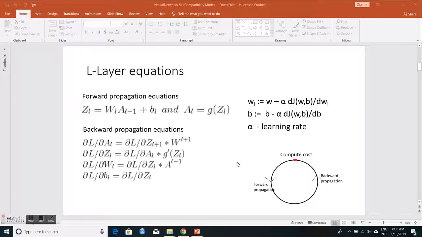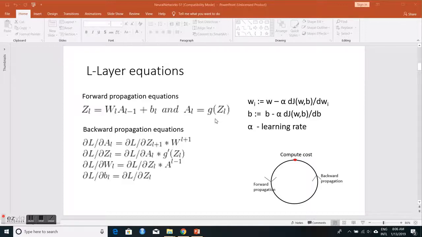In my last presentation, presentation 4, I had shown how to derive the equations of a multi-layer, multi-unit deep learning network. The forward propagation equations are: the linear activation at the lth layer is Zl equals the weight matrix at the lth layer times the activation at the L minus 1 layer plus bias, and the activation at the lth layer is g of Zl, where g is some activation function, ReLU, tanh, sigmoid or Leaky ReLU, etc.